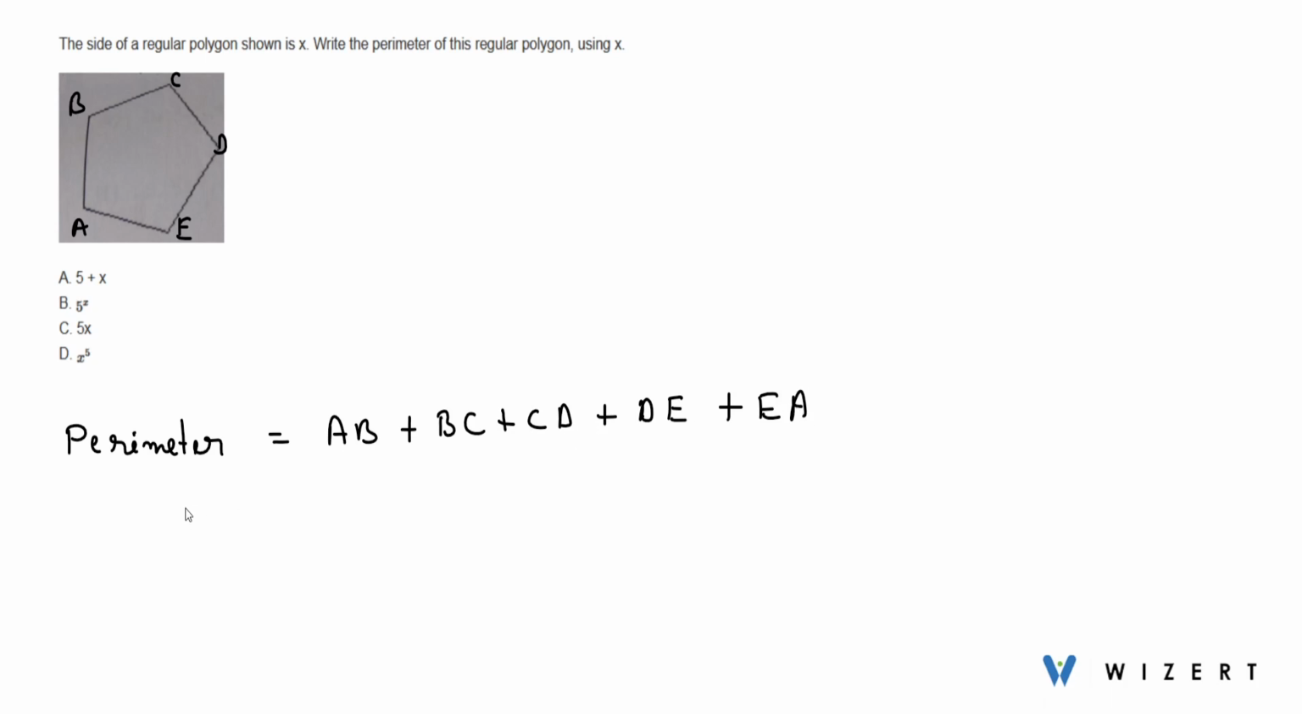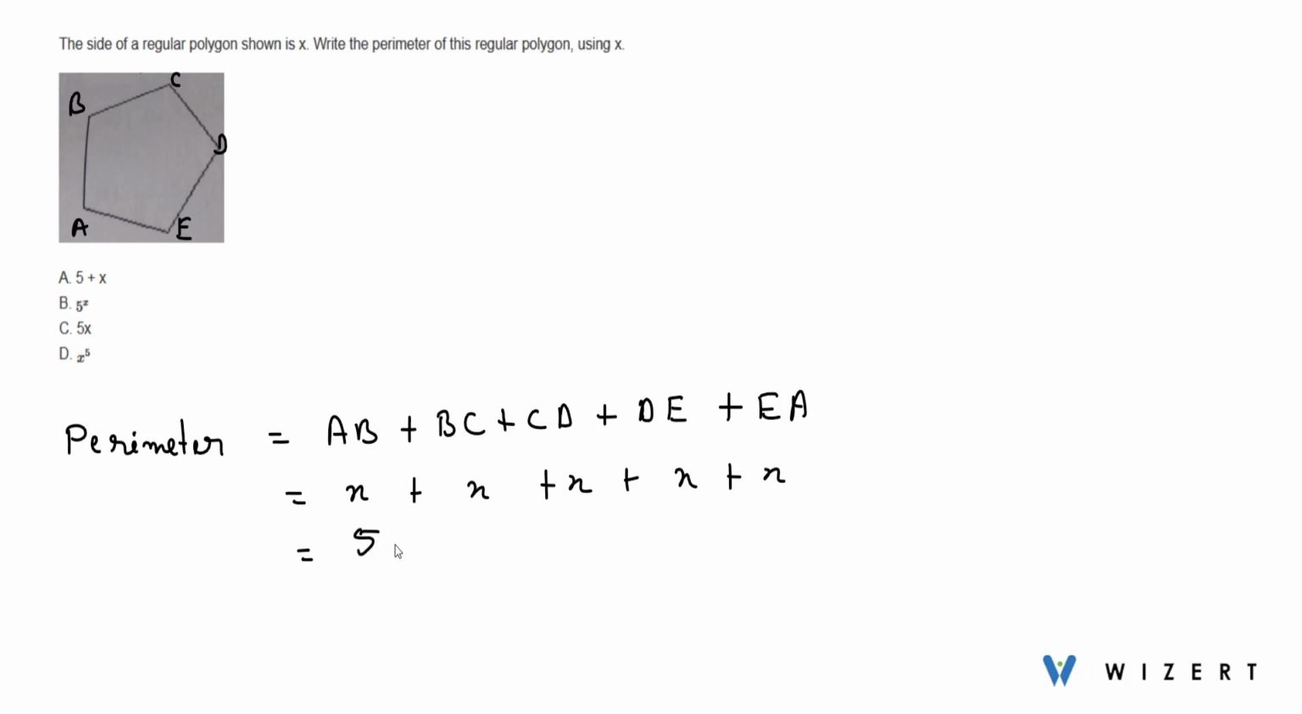Now given that the measure of each side is equals x, and since this is a regular polygon, all of the sides will be equal in length. So all of the sides are equal in length and is equals x. So AB will be x, BC will be x, CD will be x, and accordingly DE and EA will be equals x. So we have 5 x's and they are bounded with each other with the help of additive operator.